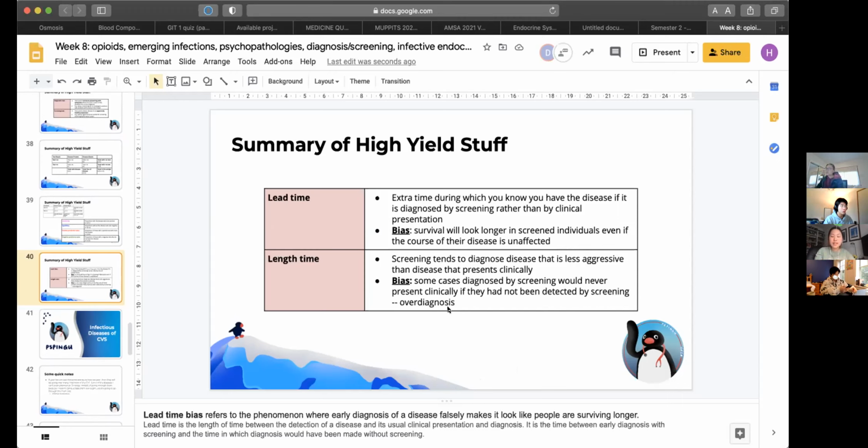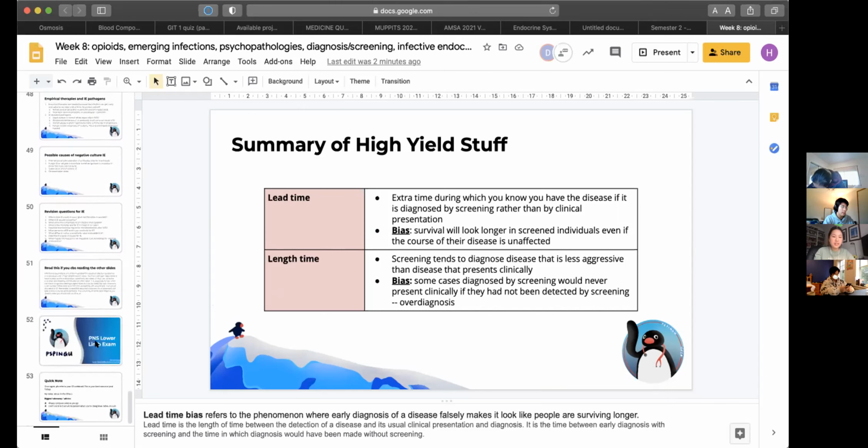And then we've got length time bias, where cases are diagnosed through screening tests that would have never presented clinically and never been picked up if it had not been for the screening test itself. So they tend to pick up diseases that are a little bit rarer, less aggressive, and that won't actually present clinically for potentially many years. So most important for lead time and length time is actually just knowing the biases, because I'm pretty sure they will ask about some of this stuff.